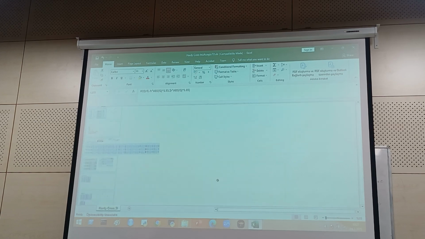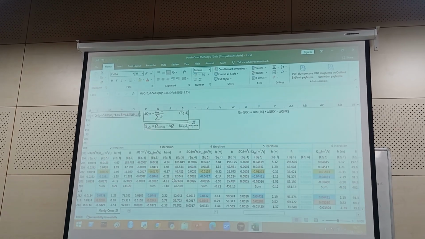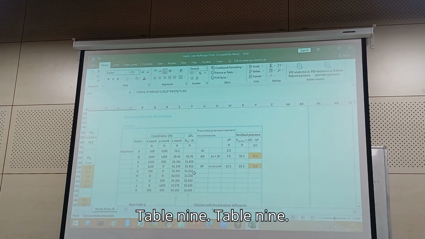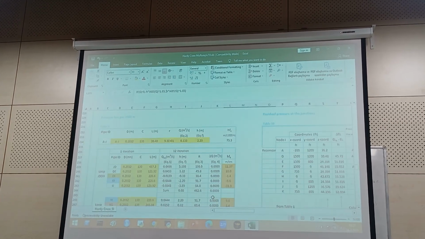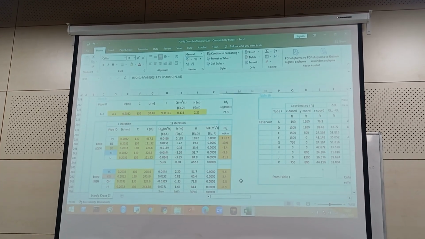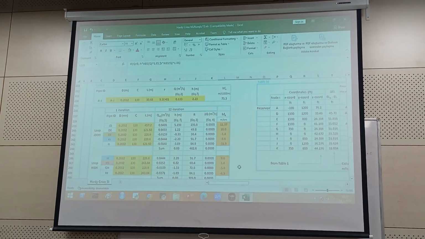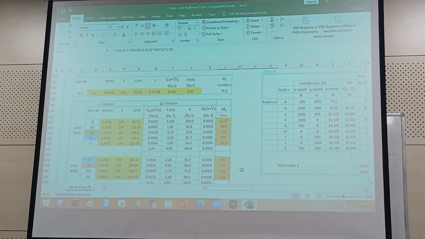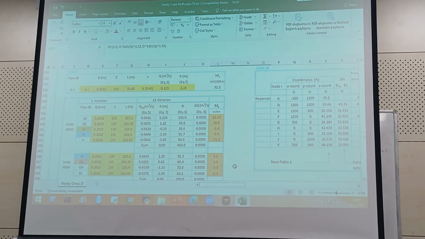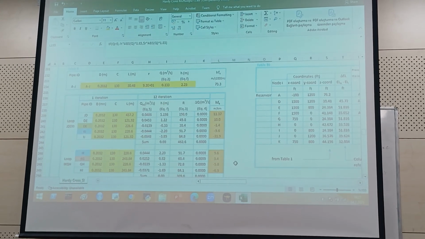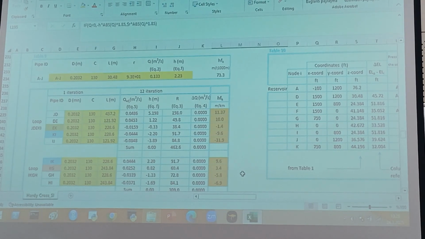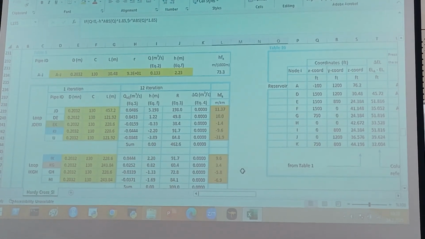Right. Thank you, Hocam. Table 9. What is table 9? Yes. I haven't studied on it.